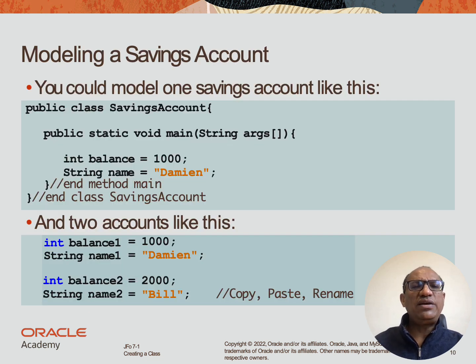Now let's try modeling a savings account. You could write int balance equals 1000, String name equals Damien. That's fine for one account, but what if you have two? int balance1 equals 1000, String name1 equals Damien, int balance2 equals 2000, String name2 equals Bill.